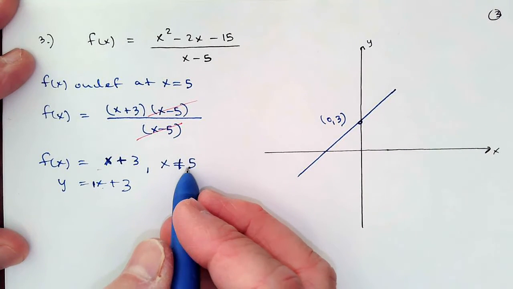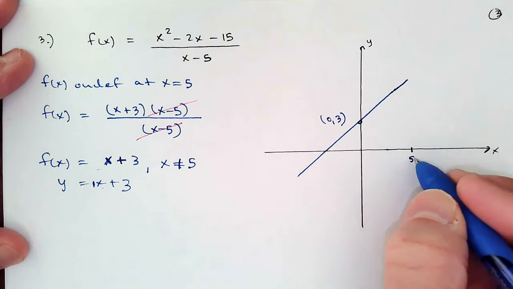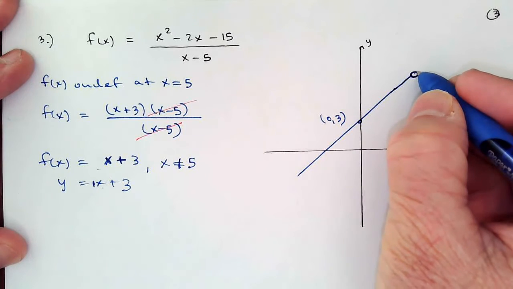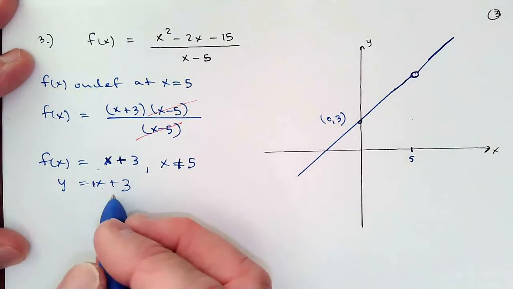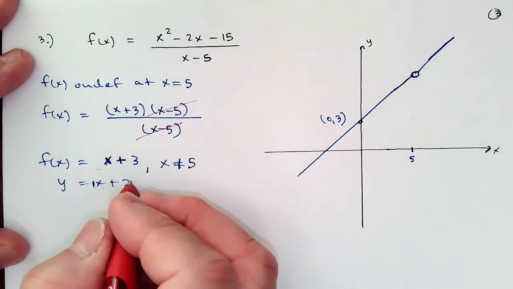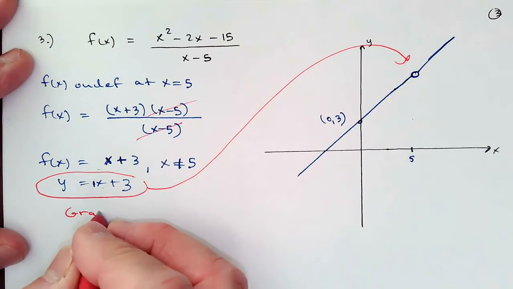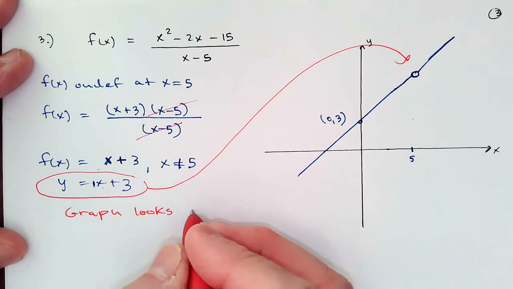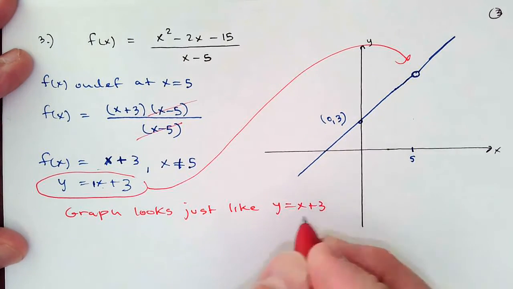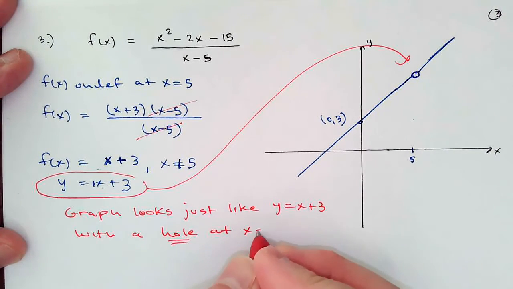with one exception. To show that the graph is undefined at 5, so let's say this is 5 right here, there's not going to be a vertical asymptote, there's just going to be a hole in the graph. And it's just going to look just like the graph of y equals x plus 3 with a hole at x equals 5.